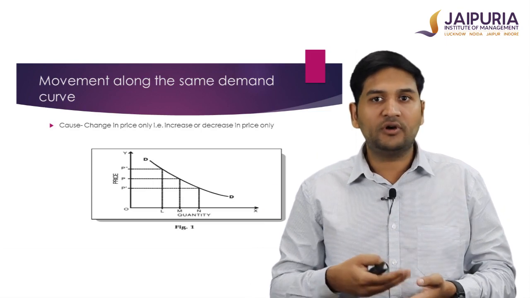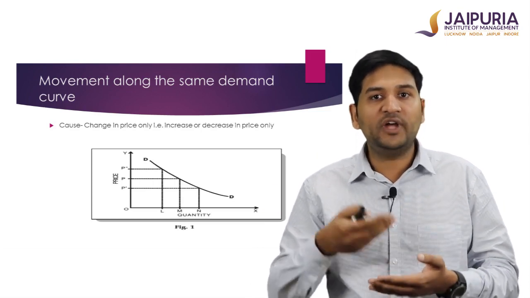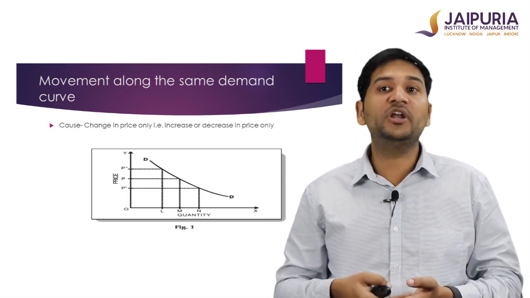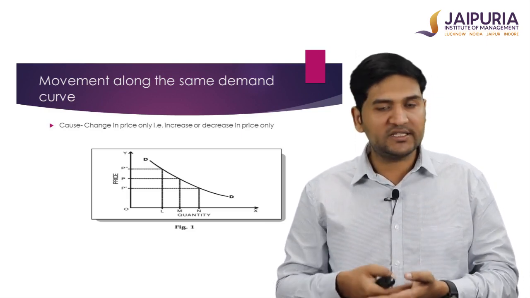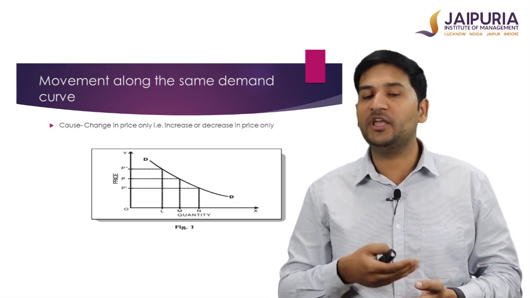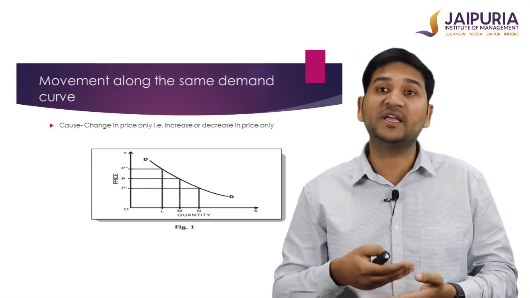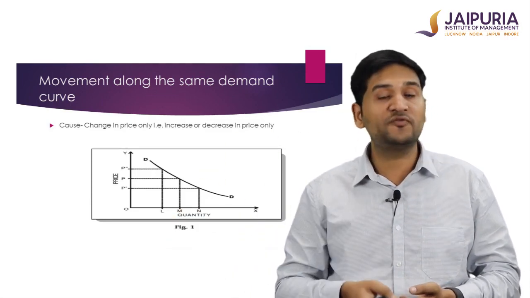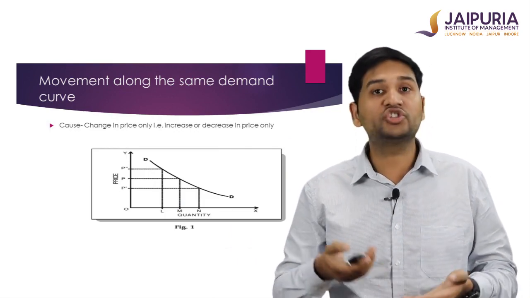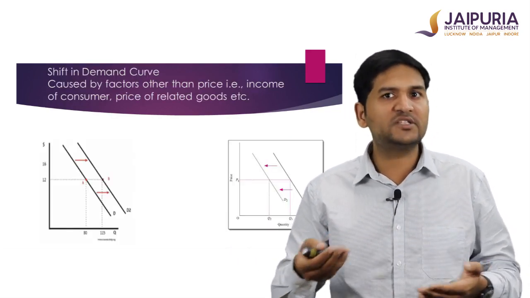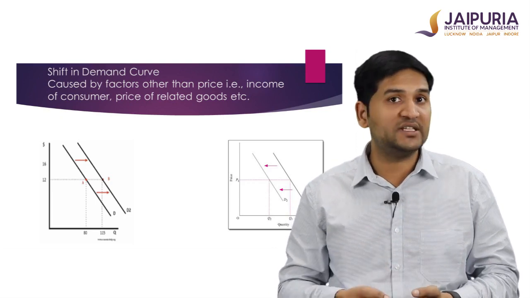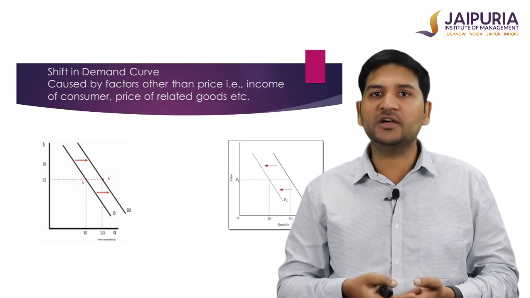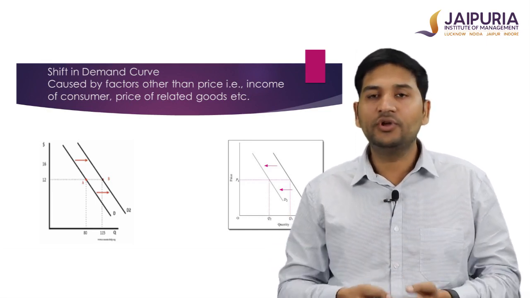Vice versa, or on contrary to it, when the price of a commodity decreases, then there is downward movement along the same demand curve. So there is upward and downward movement in demand curve because of change in price only. If other factors are changing, that will come under the part of shift in demand. Now what is shift in demand? Shift in demand is caused by the factors other than price. That may be income of consumer, price of related goods, any other factor related to demand.